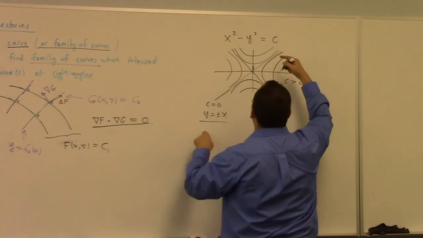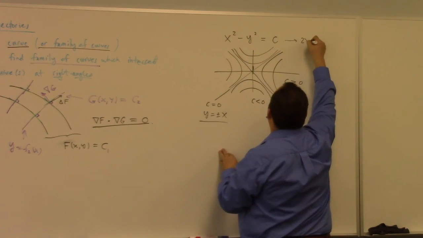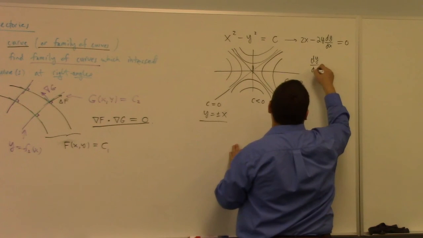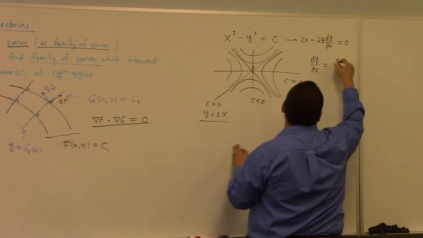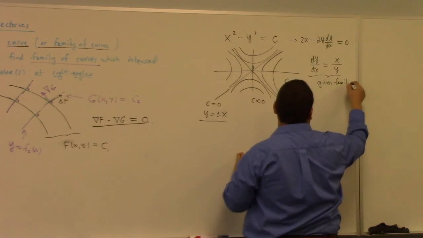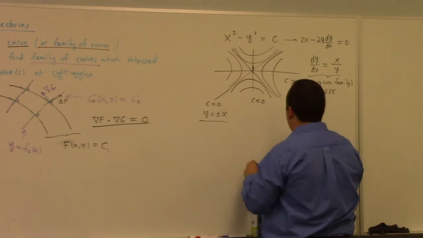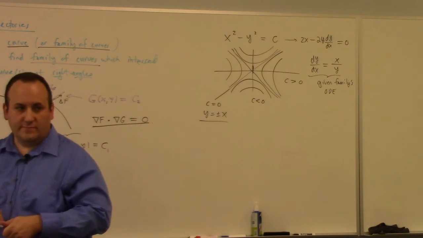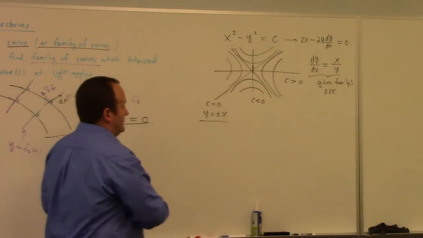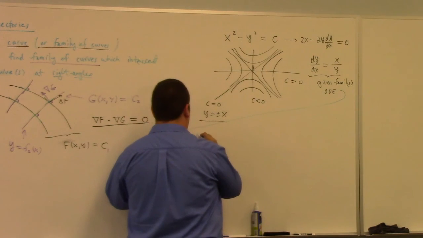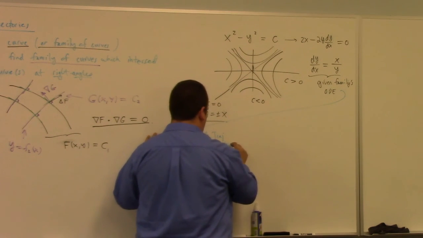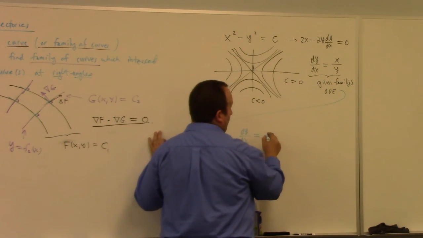So here, I can figure out what? Differentiate implicitly. You get 2x minus 2y dy dx equal to 0. Therefore, dy dx is equal to x over y. So this is the given family's ODE. That's given, and I'm trying to find the family of orthogonal curves, so what do I do? The orthogonal trajectories must solve dy over dx equals negative y over x.